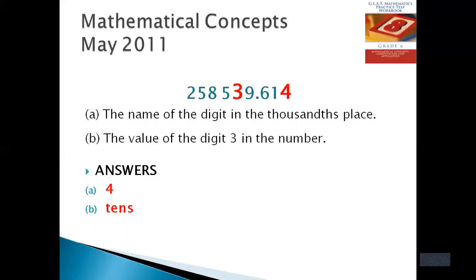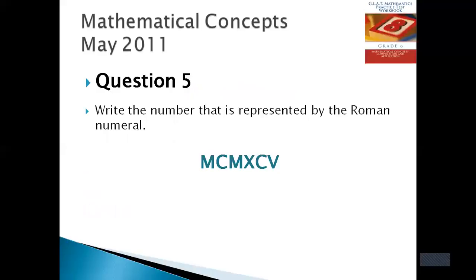And then part B asks the value of the digit 3 in the number. Well, let's find our 3 in the number. It's right in front of the 9, to the left of the decimal place. So remember how we identify place values for whole numbers. We start at the right and move left. The 9 is in our units or ones place. The 3 is in the tens place. So the value of the digit 3 in the number is tens, or 30. It's 3 tens, or 30. Okay, got it? Good. Moving on to question 5.